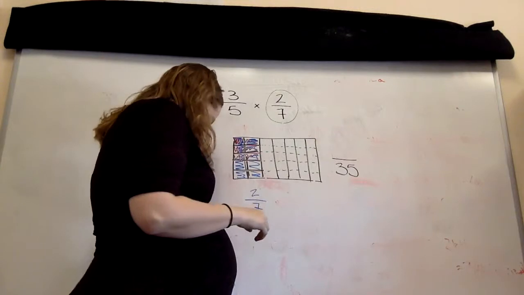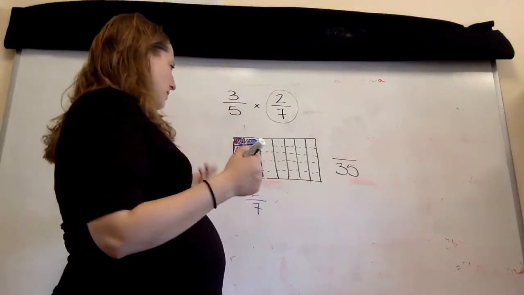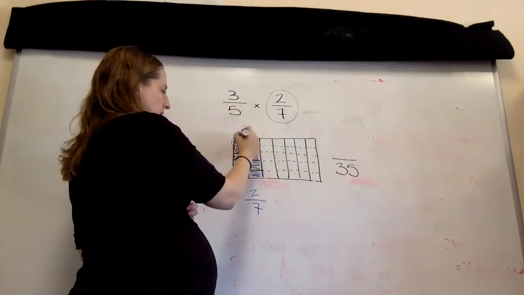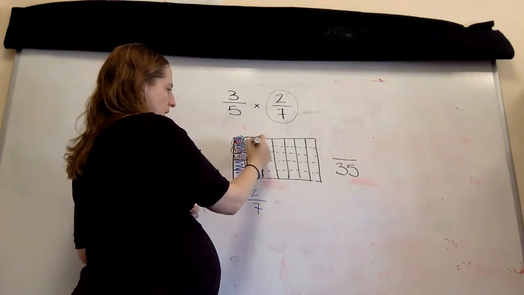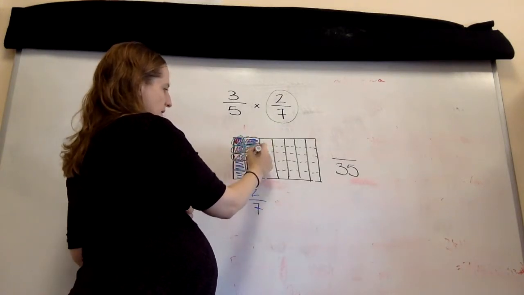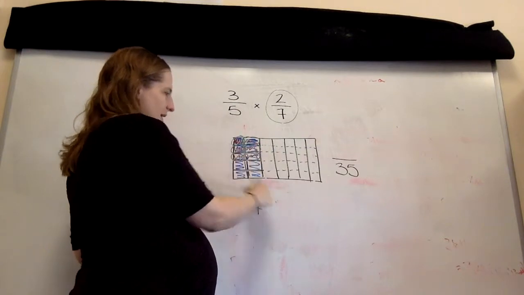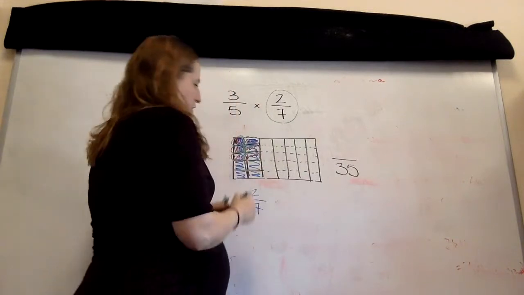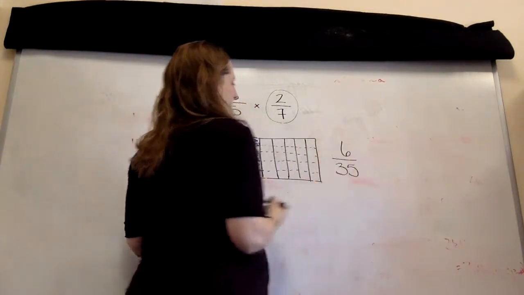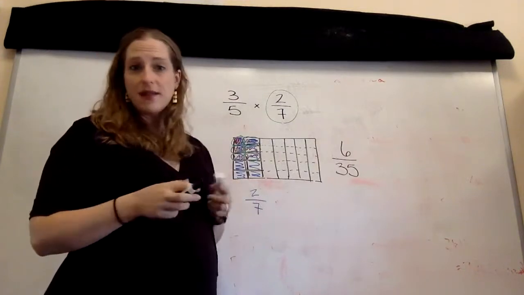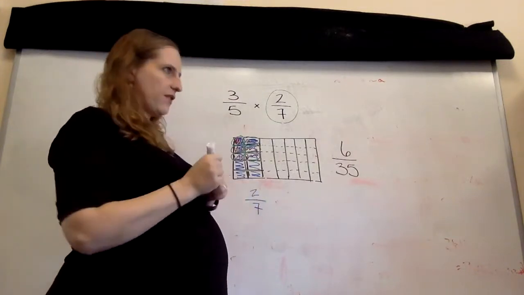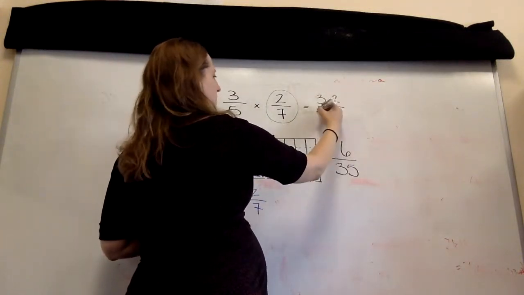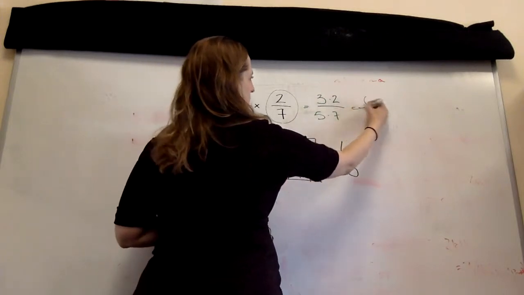Of those equal pieces, I'm going to look at which ones are double shaded, or which ones represent the 3/5 of the 2/7. So that's this piece, 1, 2, 3, 4, 5, 6. So 6 out of those 35 make up the 3/5 of 2/7. So my final answer is 6/35. Notice that's the same thing you get if you use the standard algorithm for fraction multiplication, which is to multiply across the top, multiply our numerators, and multiply our denominators.